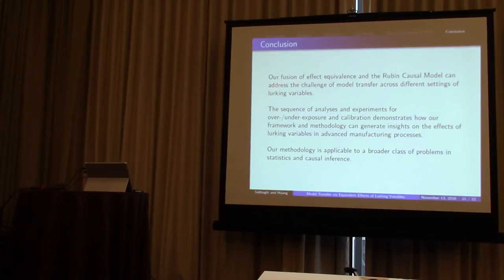So to conclude, the fusion of effect equivalence and the rigid causal model, we believe, can address the challenge of model transfer across different settings of lurking variables, and that was illustrated very nicely in terms of these two case studies on over- or underexposure and calibration. It really helped us understand what kind of insights we could gain by using this methodology for these lurking variables, which are inherently unobservable, and you can never measure them.